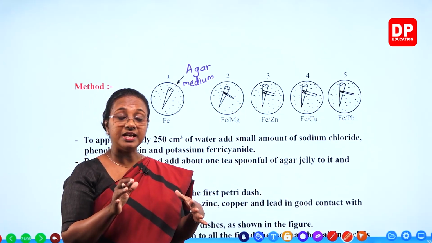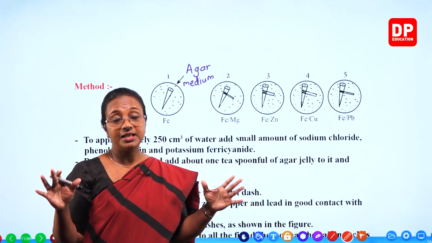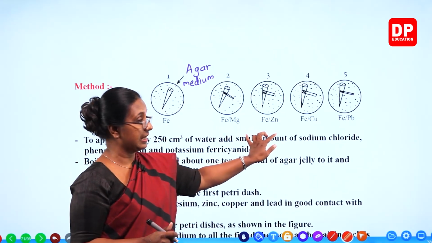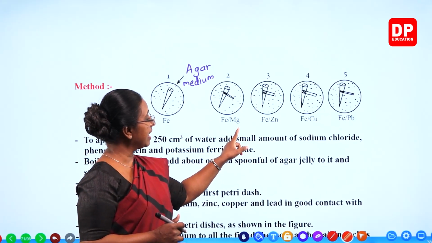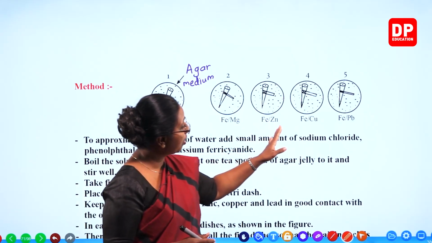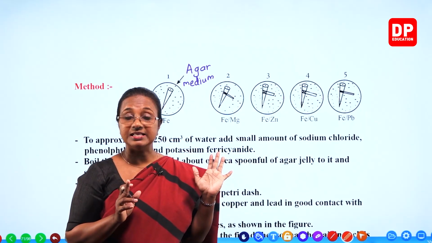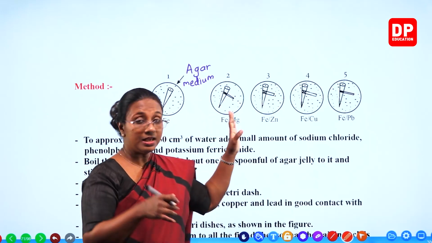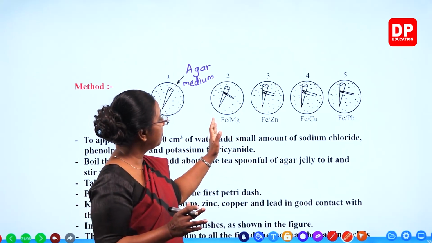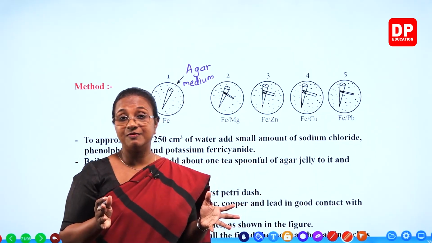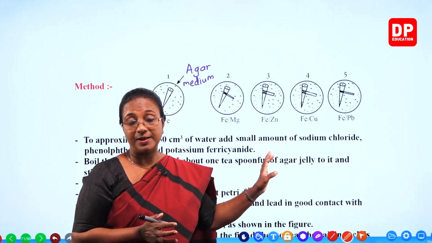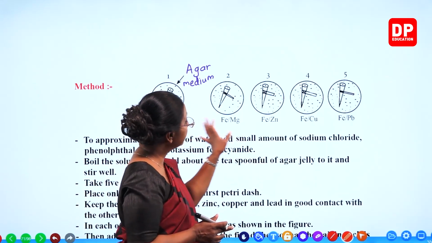So you get them ready, keep them inside 5 clean Petri dishes. So all that is ready. If you like, you can also label them. First one iron, then iron and magnesium, iron and zinc, iron and copper, iron and lead. Because you all know now copper is reddish brown in color, you can easily differentiate it. But once we pour the agar medium, sometimes you might get confused as to what is magnesium, zinc and lead. You can identify, but in case, to avoid confusion, you can label them as well. It is more clear. So that is ready.